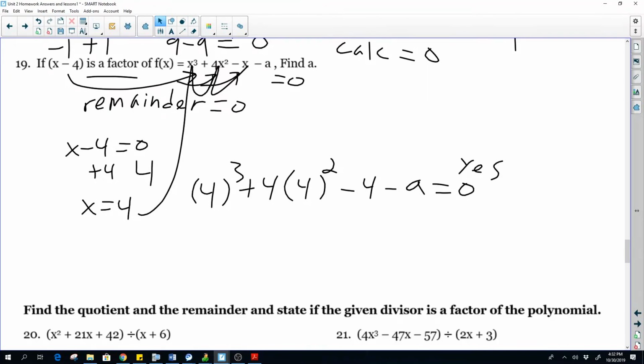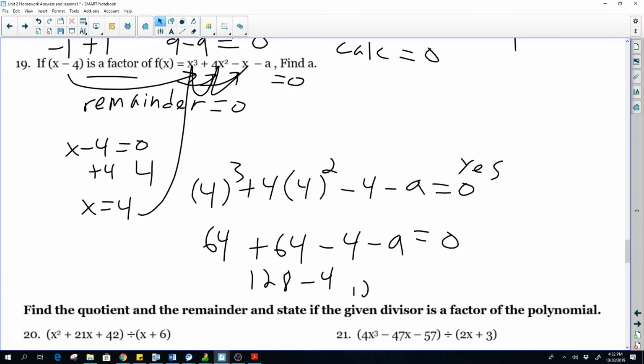So 4 times 4 is 16 times 4 is 64. 4 squared is 16 times 4 again is 64. And then we minus 4 and minus a equals 0. So 64 and 64 is 128. And then minus 4 is going to be 124. So 124 minus a equals 0.